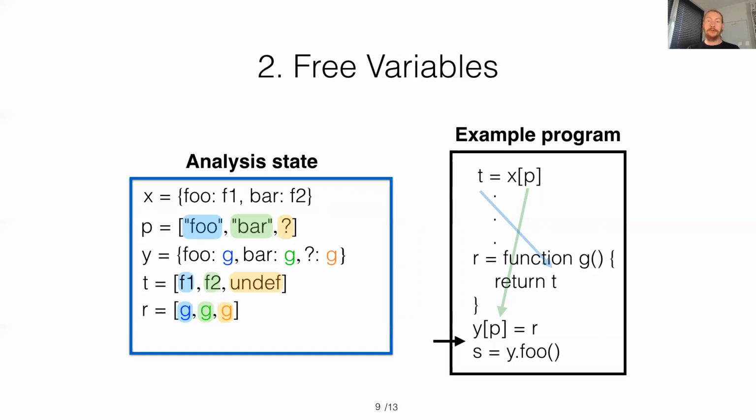At the dynamic property write, we exploit the partitions, so only the blue G is written to the foo property of Y, the green G is only written to the bar property of Y, and the orange G is only written to the unknown property. Now, when calling y.foo, we are calling the blue G closure, meaning the closure created in the trace represented by the blue partition, and therefore it suffices to read the blue partition of T, which results in the value f1. We are thereby avoiding mixing the properties of X together, even though the value was used as a free variable in a closure.